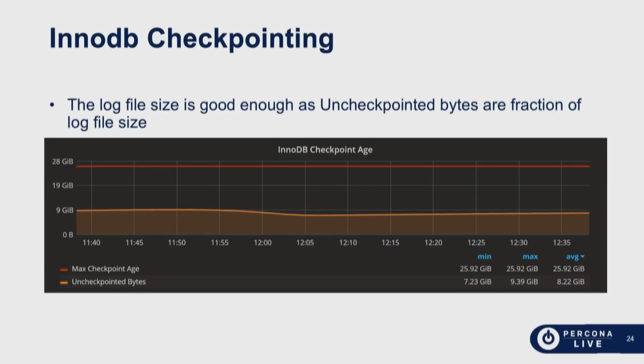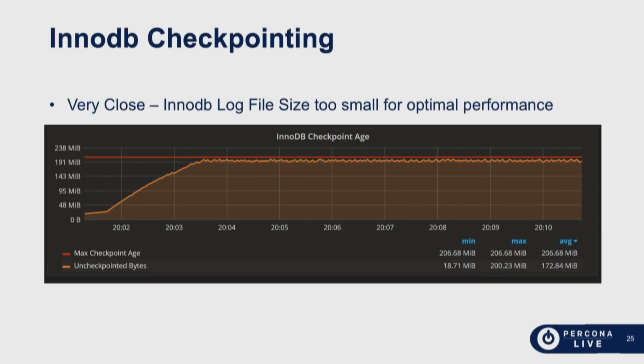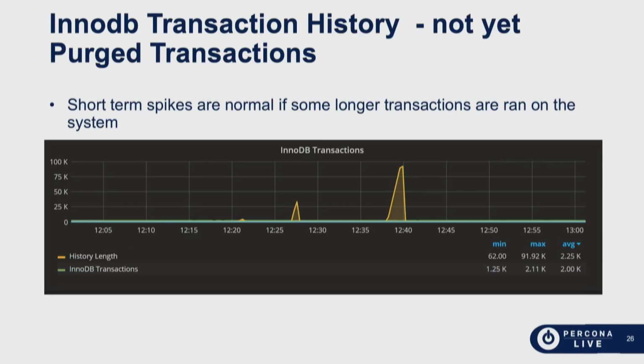And this is the total amount of checkpoint space available. In this case, we don't really have a lot of pressure on the checkpoint. In this other case, we can see I have a significantly smaller log file size for the same workload, and we can see it gets very close, and goes back and forth a little bit, and that is an indication that I'm having a lot of checkpoint pressure, and that if I would increase my log file size, I would get better performance.